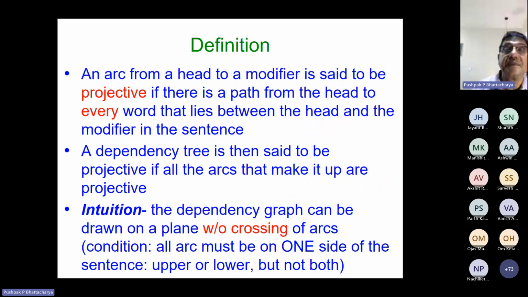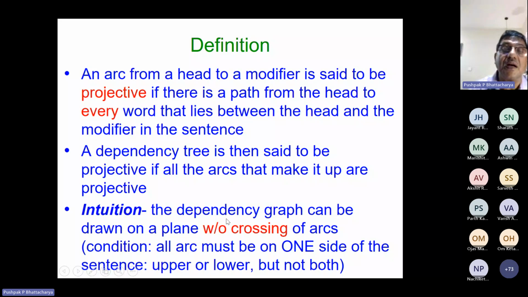A dependency tree is called projective if all its arcs are projective. And what is the meaning of an arc being projective? If there is a path from the head to every word that lies between the head and the modifier. The intuitive definition of projectivity is the following.